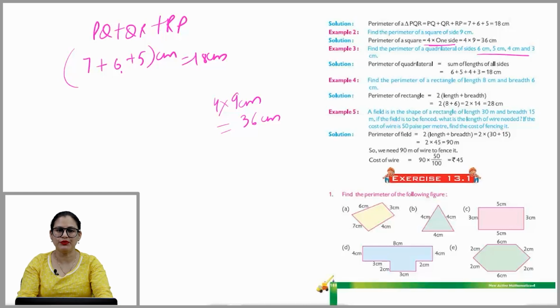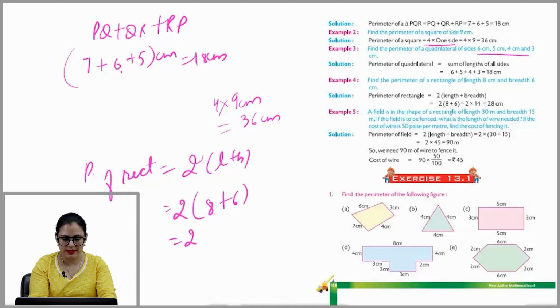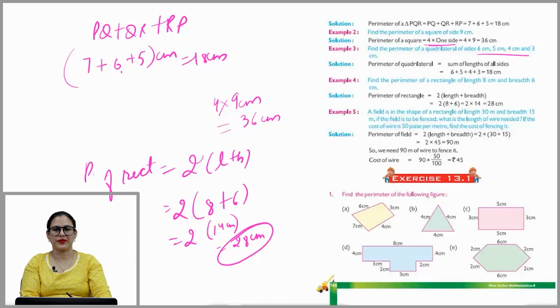Okay. Example 4, find the perimeter of a rectangle of length 8 centimeter and breadth 6 centimeter. Formula of perimeter of rectangle is what? 2 into length plus breadth. So what is the length? 8. And what is the breadth? 6. So 2 into 8 plus 6 is 14, that is 28 centimeter. So 28 centimeter is the perimeter of the rectangle, right?